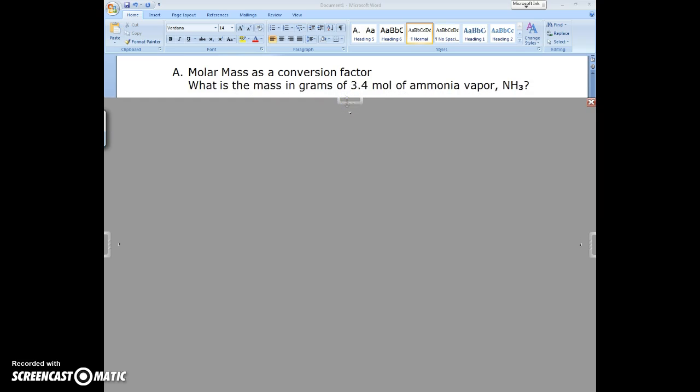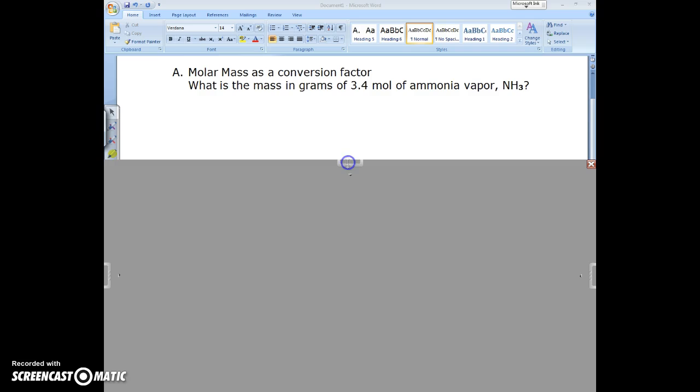So I'm going to start with the first question. What is the mass in grams of 3.4 moles of ammonia vapor? So ammonia is NH3. It looks a lot like ammonium, but it has one less hydrogen and no charge there. So in order to go from grams to moles and moles to grams, I have to use molar mass. It's in the units. That's how I know which conversion factor to use. So I need the molar mass of NH3.